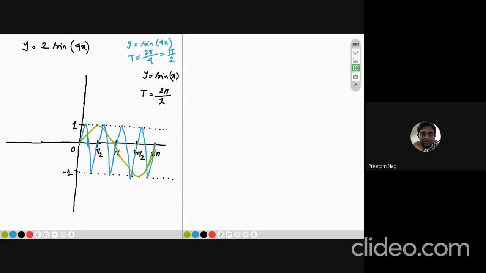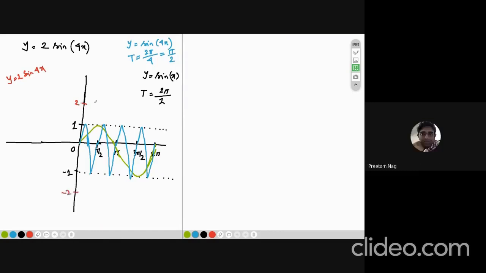So this is the graph for y equals sin 4x. Come on. How about y equals 2 sin 4x? Now finally, what will the graph of 2 sin 4x look like? We consider y equals 2 sin 4x, then this blue graph will be amplified by 2 times. So we consider here is 2, and I consider this minus 2.